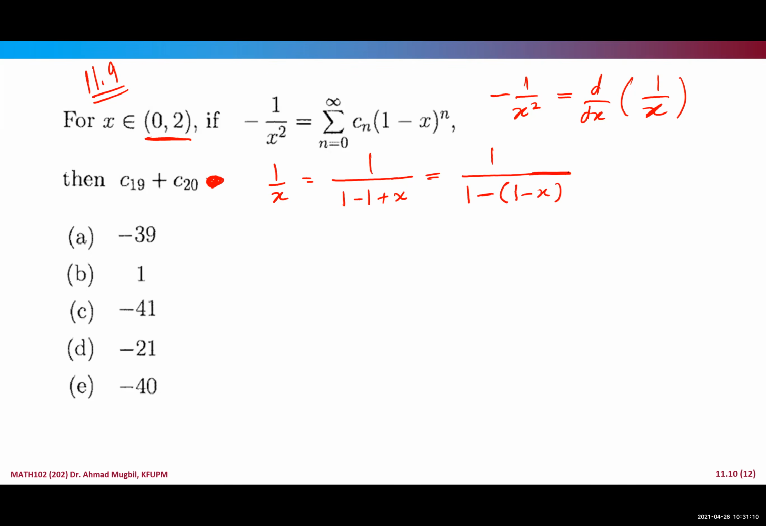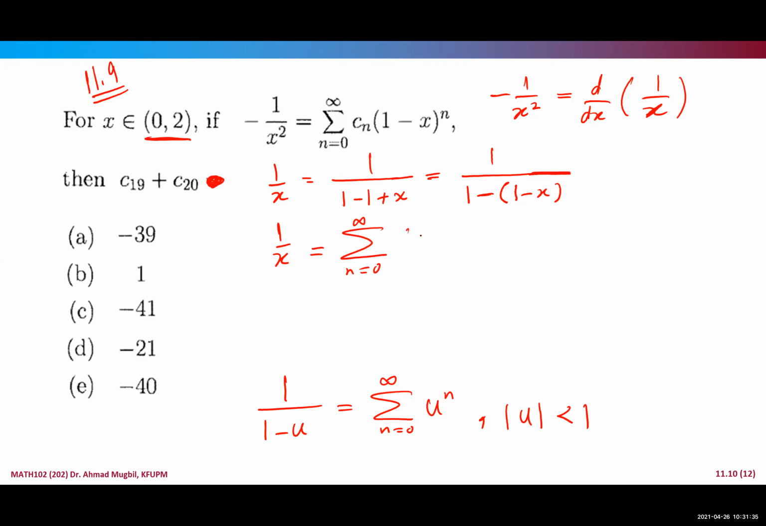Here we are. And do you remember what we had in 11.9? What is 1 over 1 minus u? It is sigma u to the power n, when n is starting from 0 to infinity, provided that the absolute value of u is less than 1. So in our case, what is u? It is 1 minus x. So we can write this as sigma n starting from 0 to infinity of 1 minus x to the power n, provided that the absolute value of 1 minus x is less than 1.